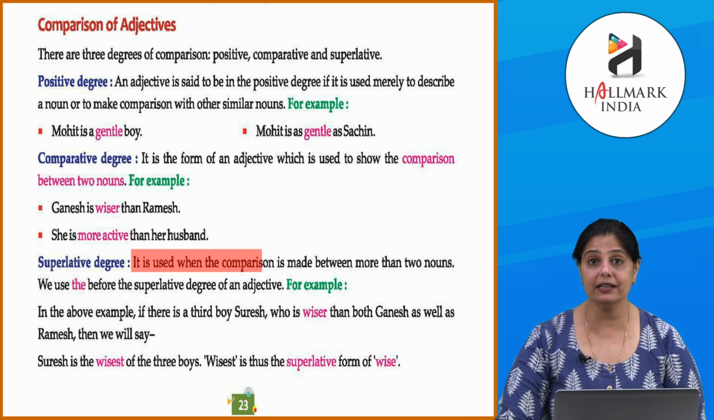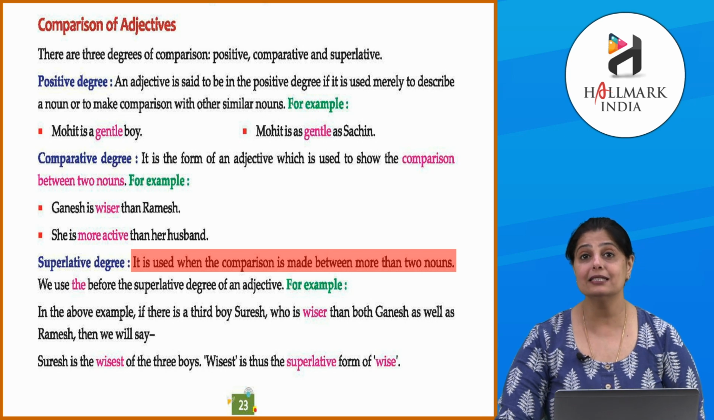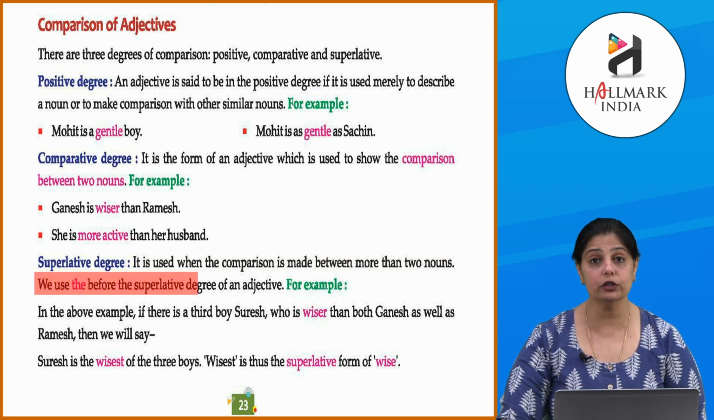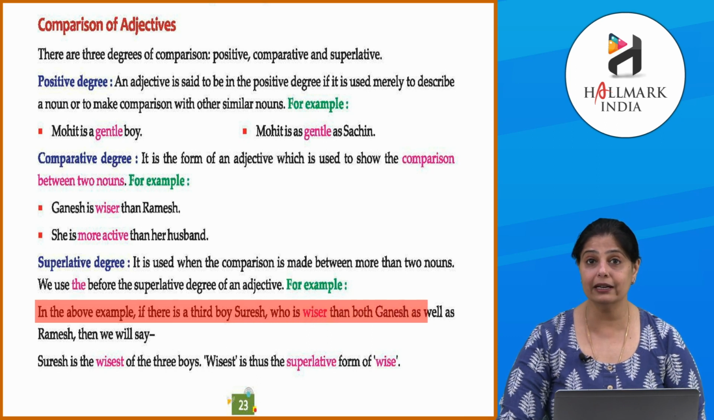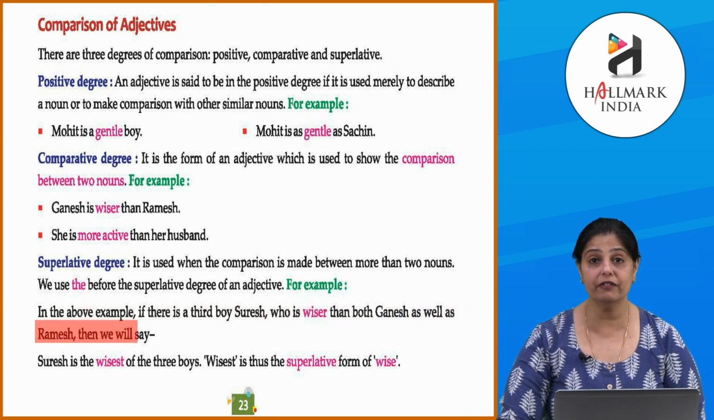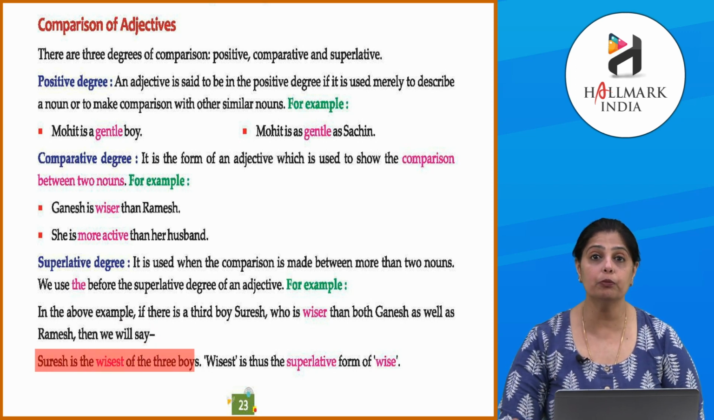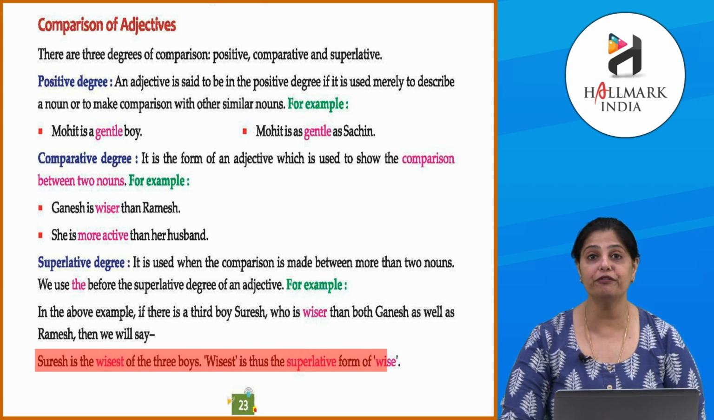It is used when the comparison is made between more than two nouns. जब दो nouns से ज़्यादा nouns के बीच में comparison होते हैं तो हो जाता है superlative degree. We use the before the superlative degree of an adjective. For example, in the above example, if there was a third boy, Suresh, who is wiser than both Ganesh as well as Ramesh, then we will say Suresh is the wisest of the three boys. Wisest is thus the superlative form of wise.